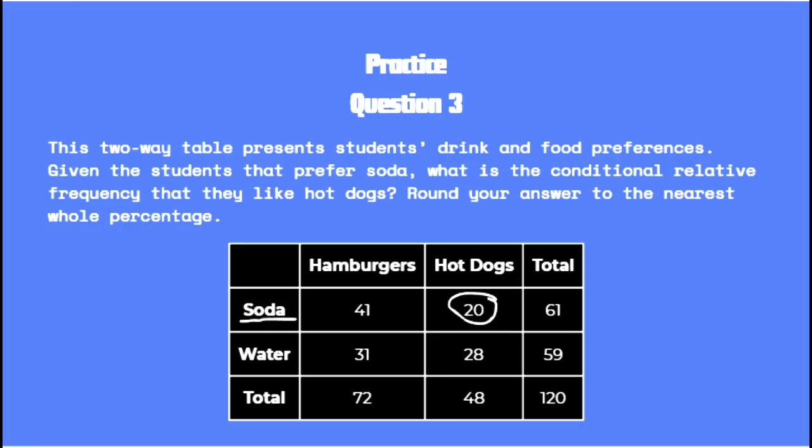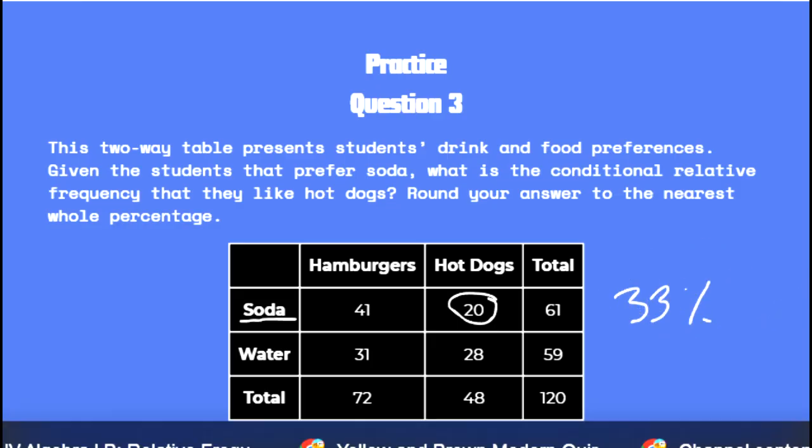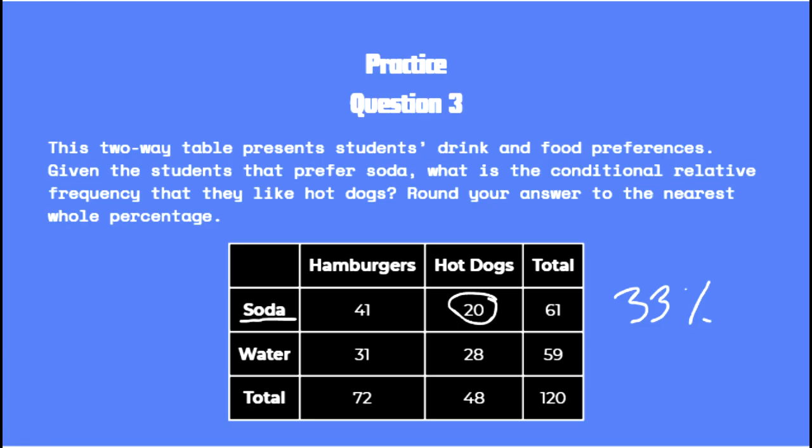Okay, I'm going to grab my calculator. We're going to go 20 divided by 61. It's going to give us 0.327, so this is 33%. Now just to double check that I'm doing it right, I think this is the exact same one we just had. 41, 20, 60. It is, so the answer is 33%.